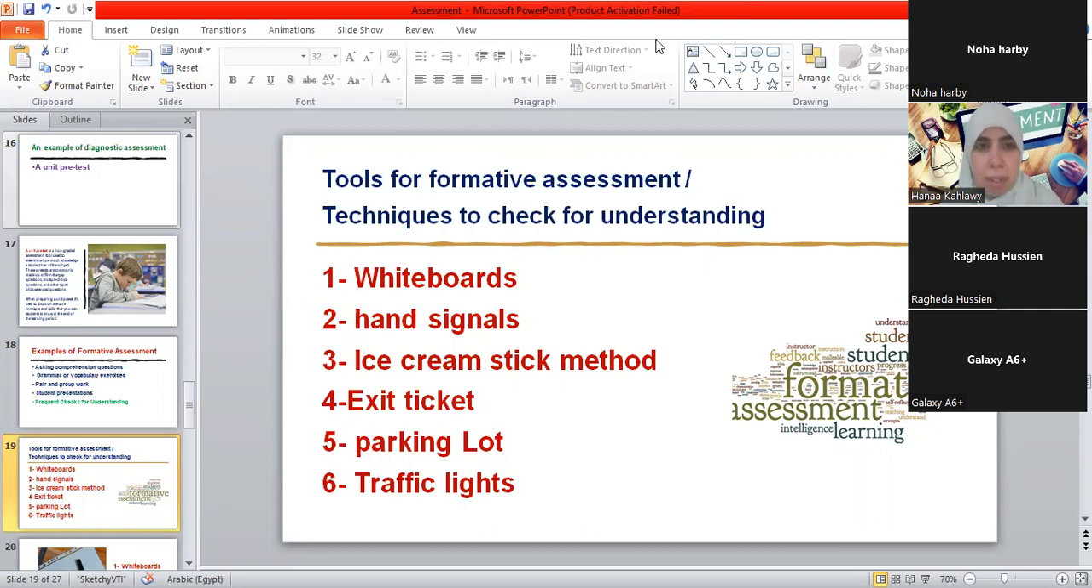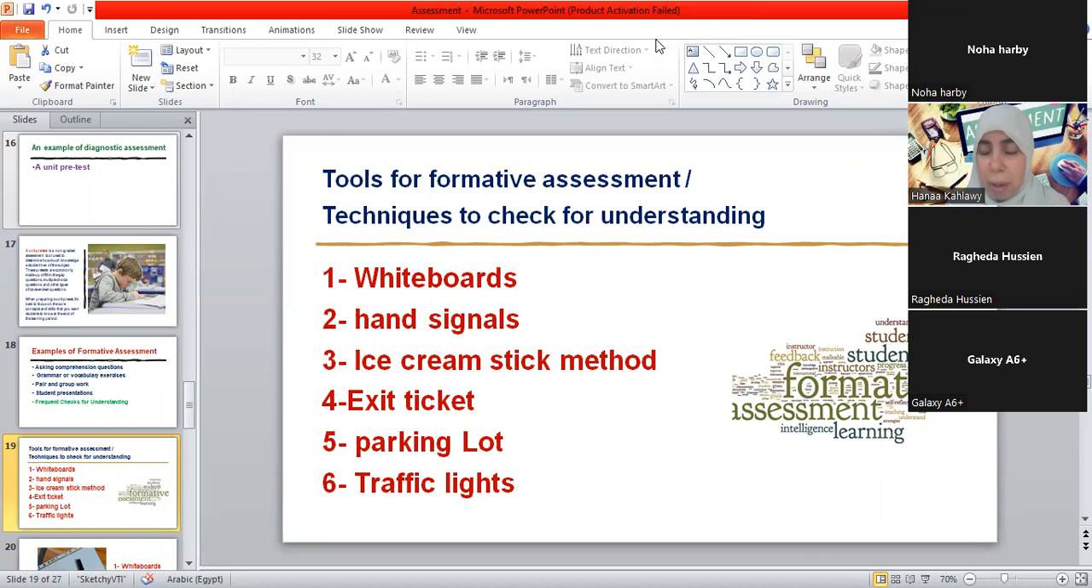Yes, I use the ice cream sticks method. I write the names of my students on each stick, and if I want to ask a question, I pull one of them and read the name. After that, I call on that student to answer my question. Did you use it with the young learners? How did you find this tool?